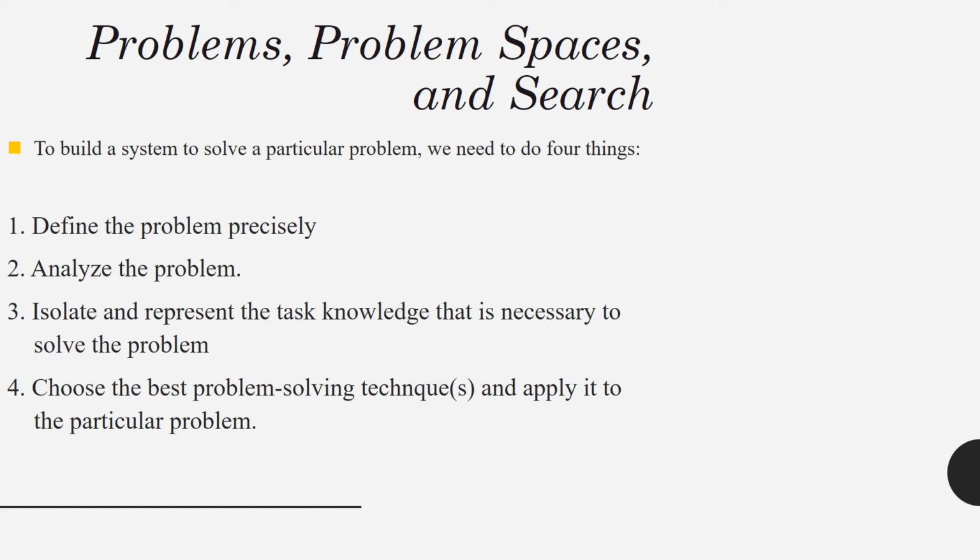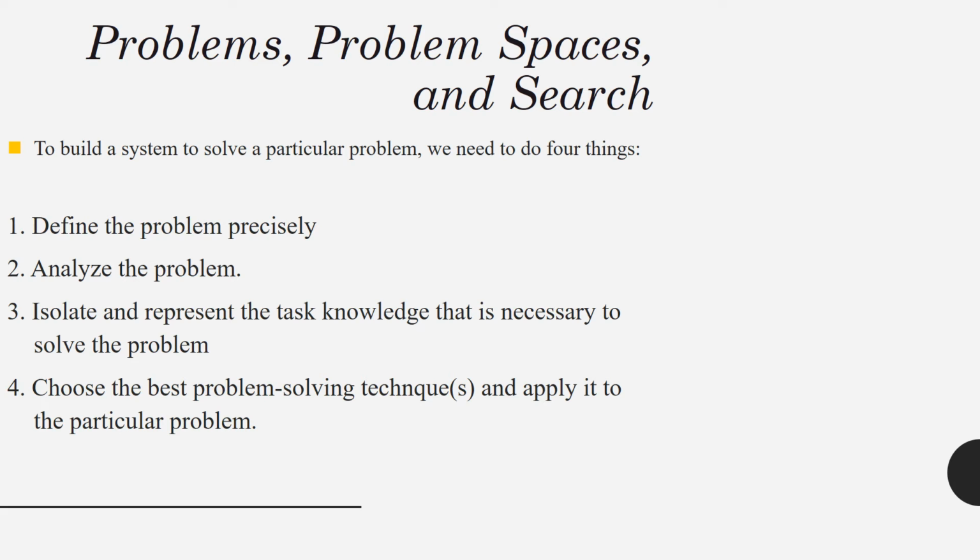To build an AI system to solve a particular problem, we have to do four things. First, we have to define the problem clearly. That is, we have to define what is its initial state, intermediate states, and goal states. Then analyze the problem. Third step is isolate and represent the task knowledge that is necessary to solve the problem. That is, we have to specify permitted operations. Fourth step is choose the best problem solving technique and apply it to the particular problem.